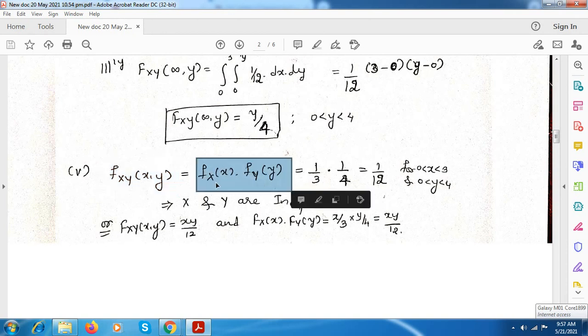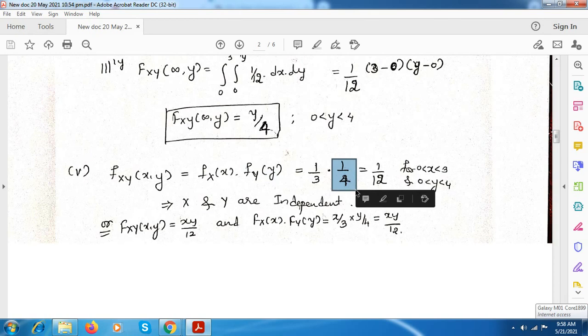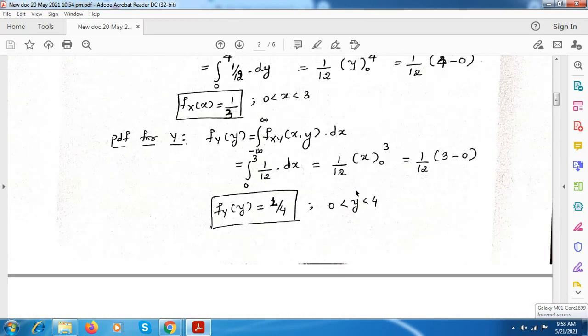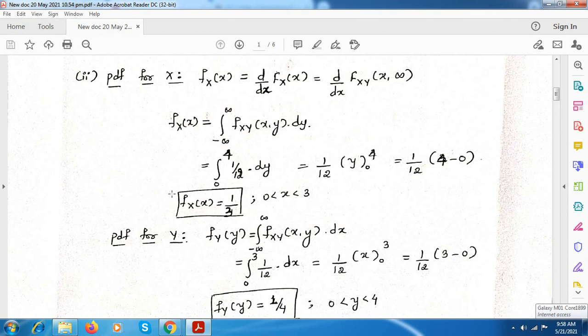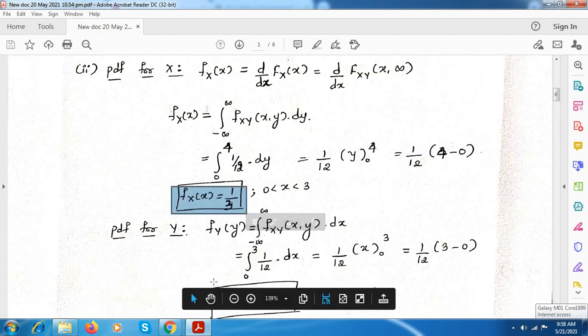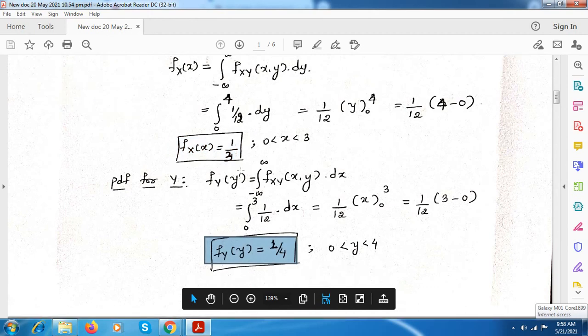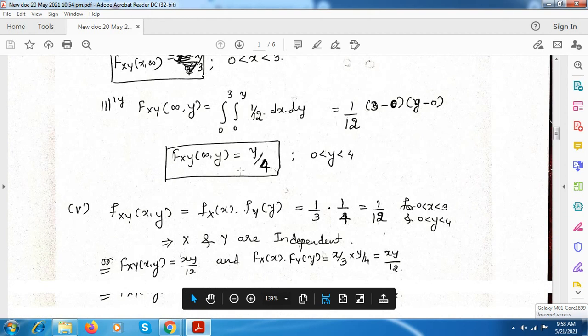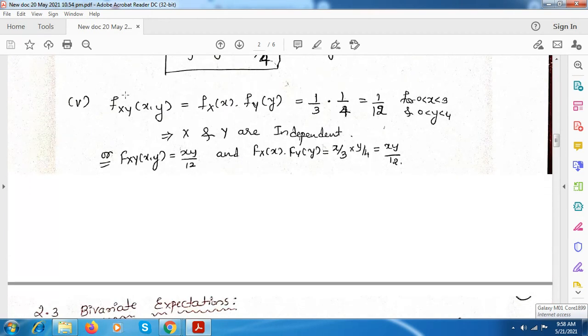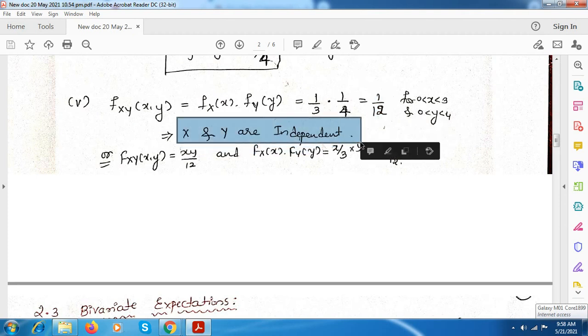So you have already calculated fx of x, which is 1 by 3, and fy of y, which is 1 by 4. If you multiply these two, you get 1 by 12. That is equal to fxy, the bivariate PDF. So if you see here, these are both equal, so you have proved that x and y are independent.